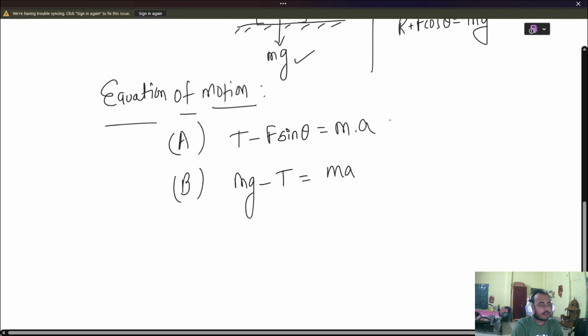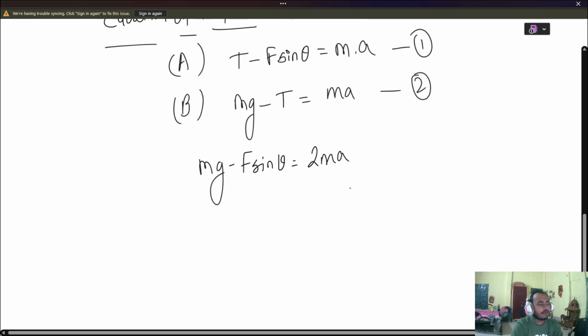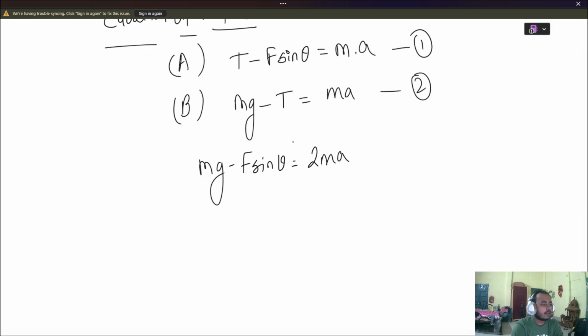Add these two equations. So let this be 1 and let this be 2. If you were to add these two equations, what would you get? You will simply get mg minus F into sine theta is equal to 2ma. Okay. And once you get this, we can find out the values from here more certainly. But before that, we need to do something else as well. So first of all, this acceleration a here is also dependent on theta that you have to understand. And the F is basically k into x.